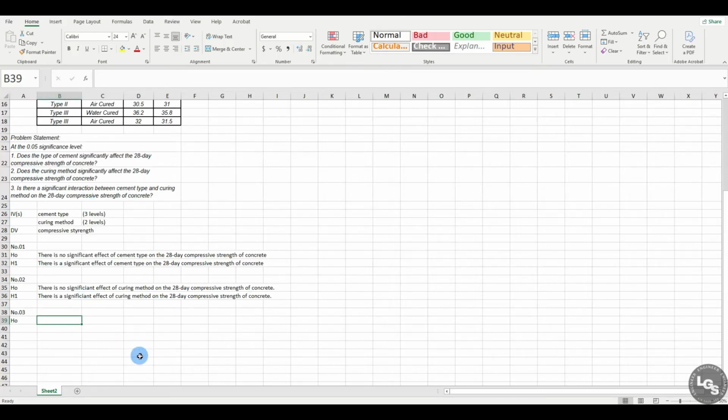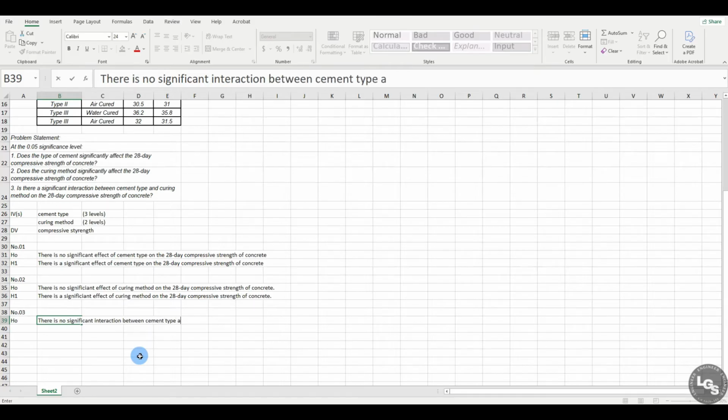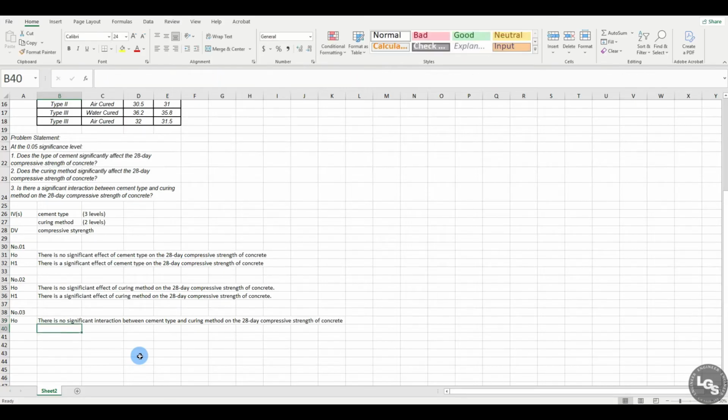So for the null, there is no significant interaction between cement type and curing method on the 28-day compressive strength of concrete. So meaning either combination is the same because there is no significant interaction.